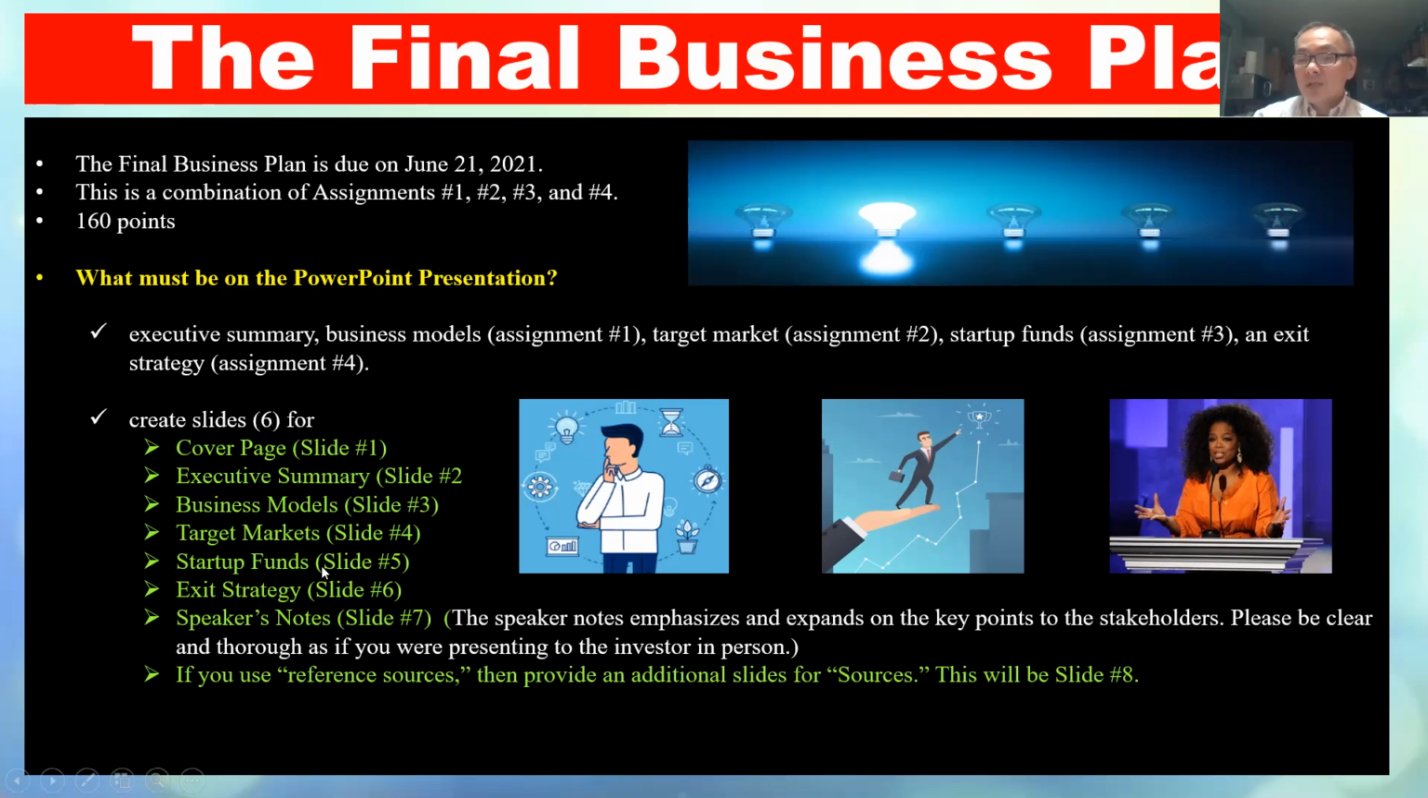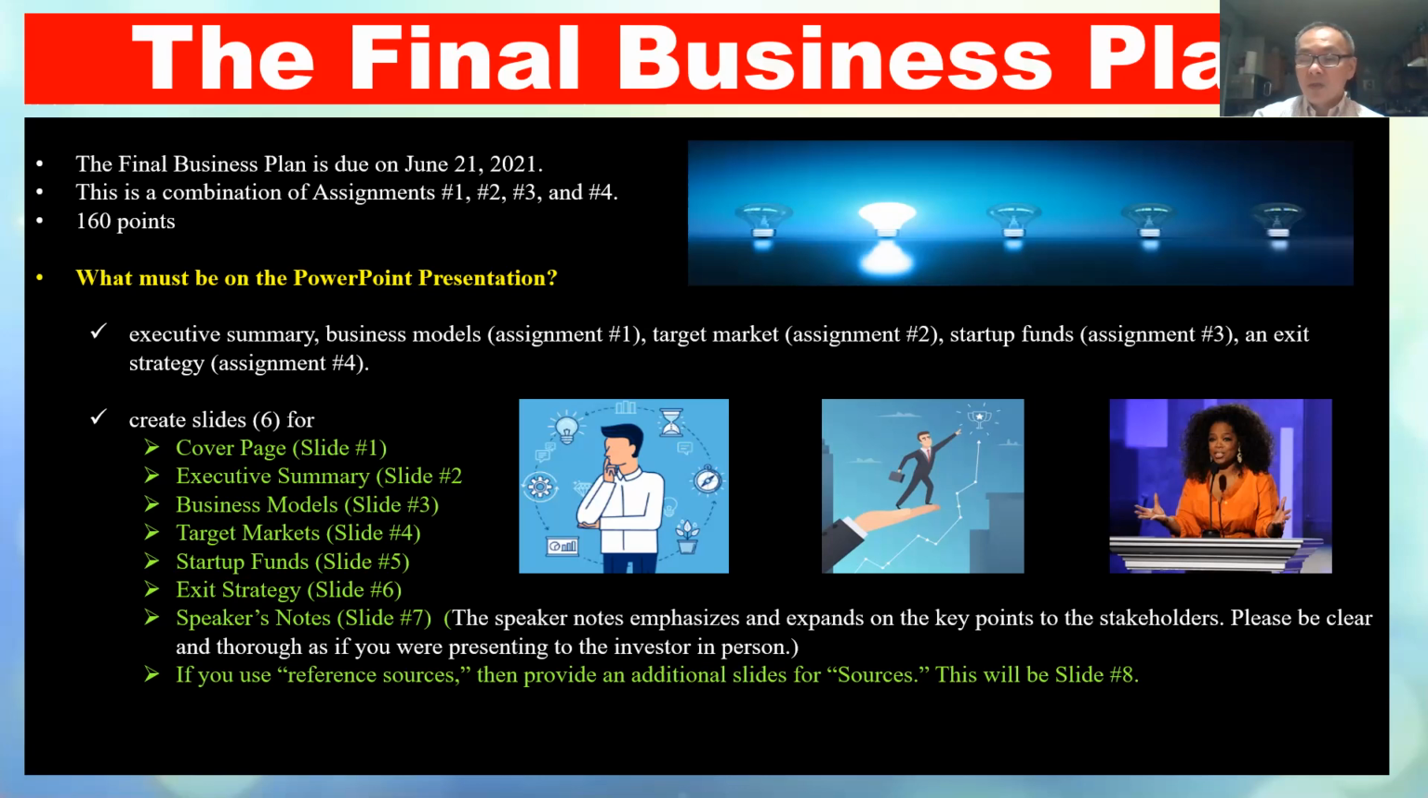Then on slide number 2, you need to have an executive summary. Remember, an executive summary needs to include a brief description of the 3 possible business models, what funds you will use, who will be your target market, and what are the exit strategies that you have in place. Those must be on the executive summary.